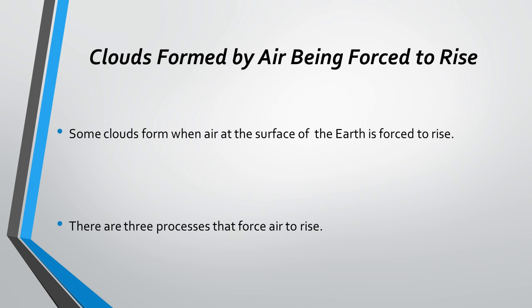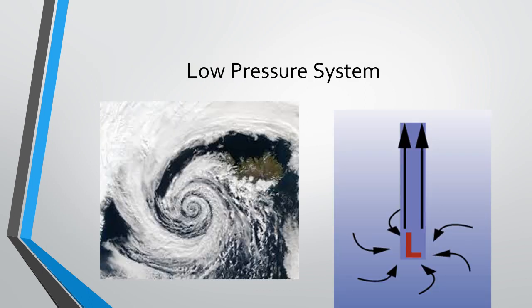Some clouds form when air at the surface of the Earth is forced to rise, and there are three processes that force air to rise. The first is a low pressure system. Wind moves in towards the center from all directions because air moves from high to low pressure. When the air meets in the center, there is nowhere else for the air to go but up.